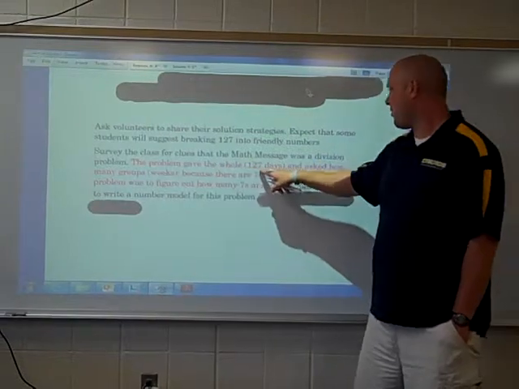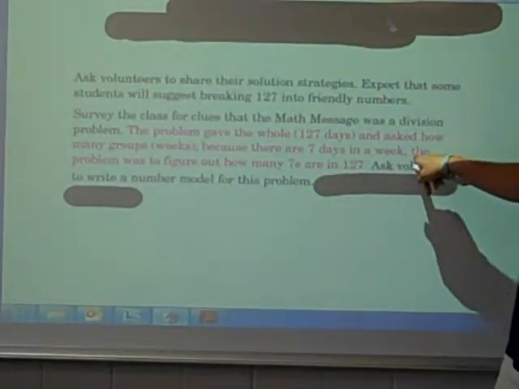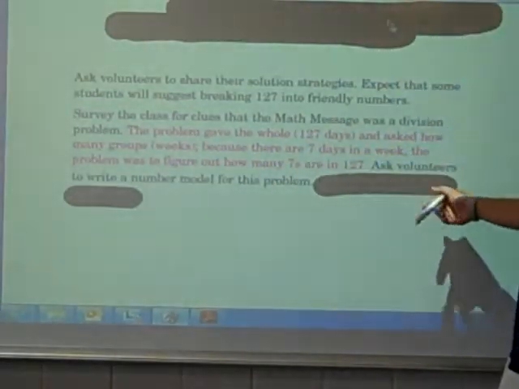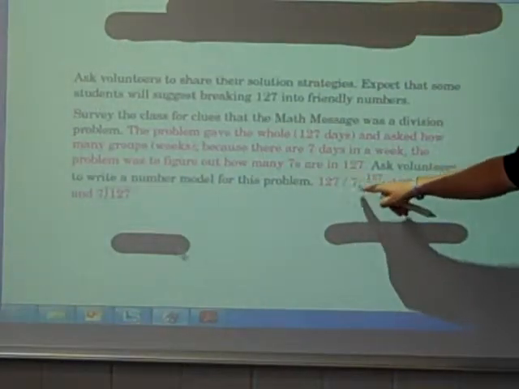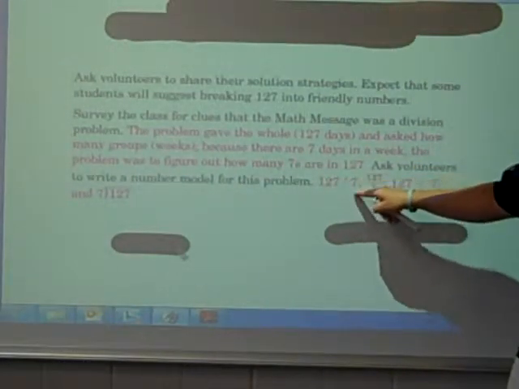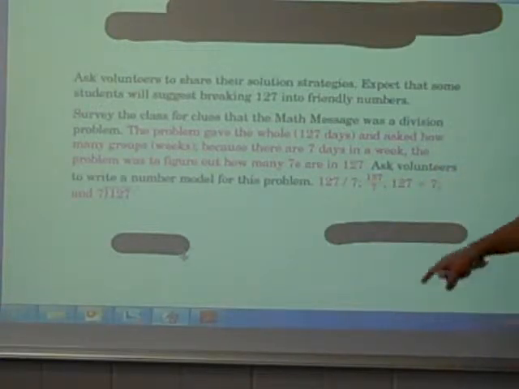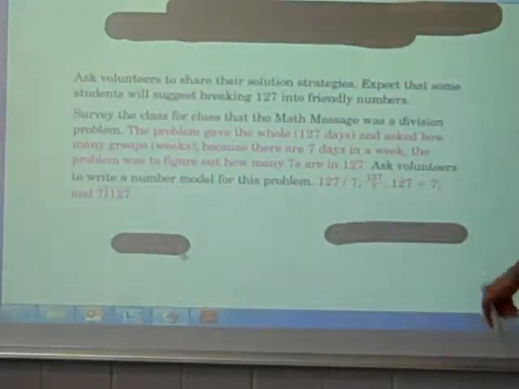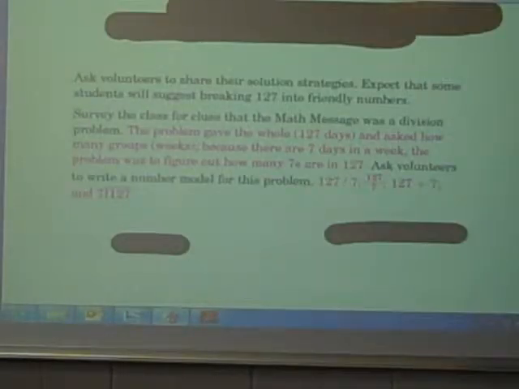So 127 days, and you look at it, there are 7 days in a week, and so the problem was to figure out how many sevens are in 127. There are different ways that you can write these things out. 127 divided by 7. 127 as a fraction is the same way. 127 divided by 7 again. So there are some different things that you can do to help you figure those things out.